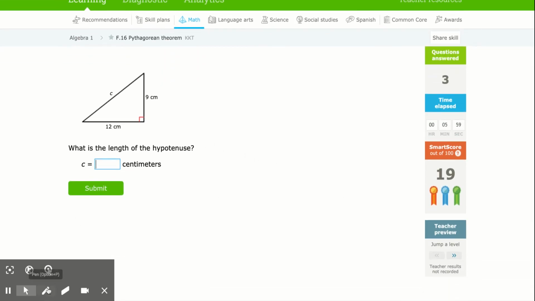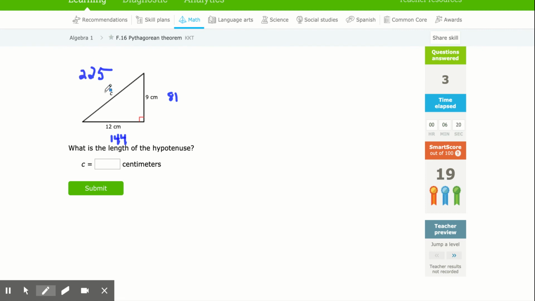So again, very easy to do this. The two smaller sides, I square them, 81. This is 144. We add those together if it's the two sides that form the right angle. Adding them together gives me 225. I already know what the square root of that is because we did it in the last problem. It's 15. So the length of the hypotenuse is 15.